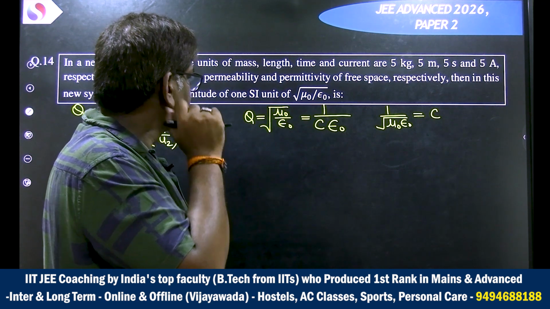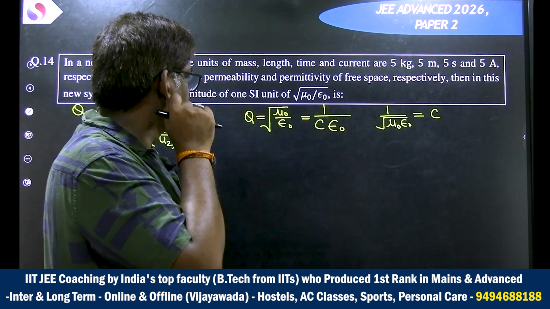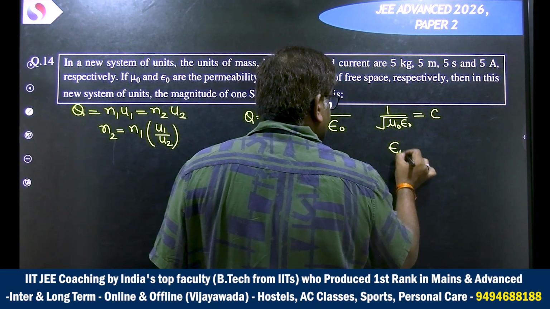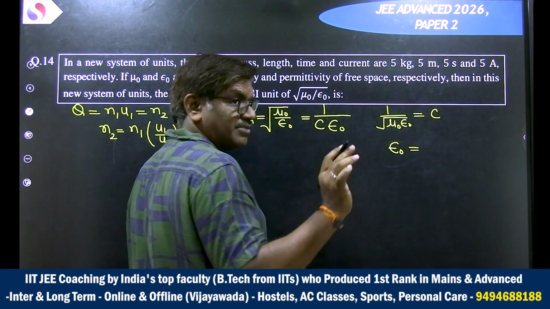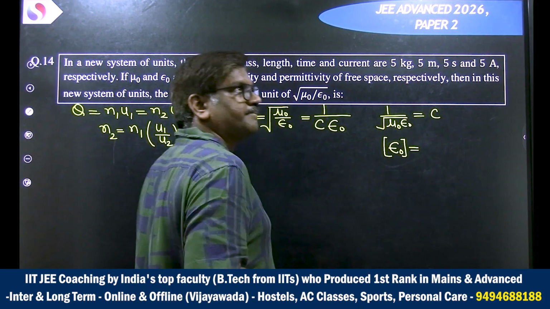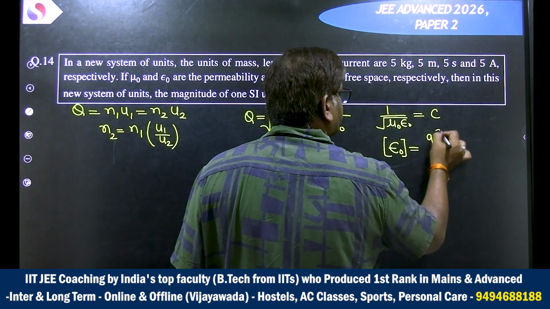Yes. Up here, epsilon naught is what? Epsilon naught, dimensionally, you can write down as q squared by F r squared.